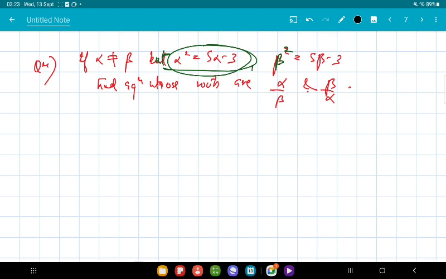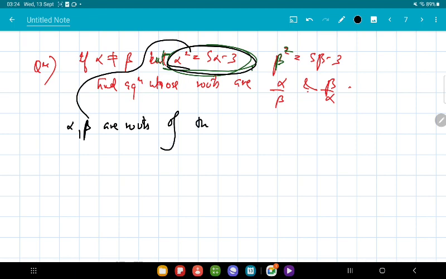If alpha is not equals to beta but alpha square is equals to 5 alpha minus 3, it is given. Beta square equal to 5 beta minus 3 is given. Find the equation whose roots are this. Okay. So here one thing is interesting. If you could understand, see from the given, can I interpret it, alpha and beta are the roots of the equation x square minus 5x plus 3 is equals to 0. This is a very good interpretation if you can understand.